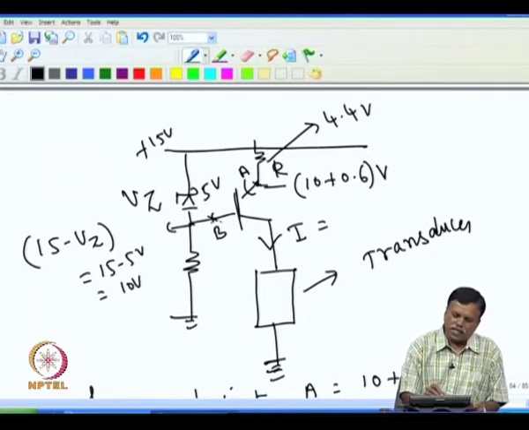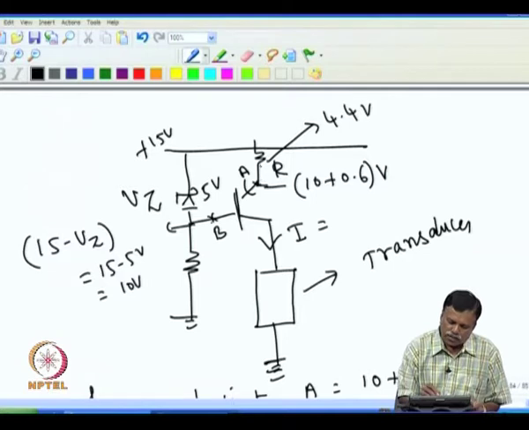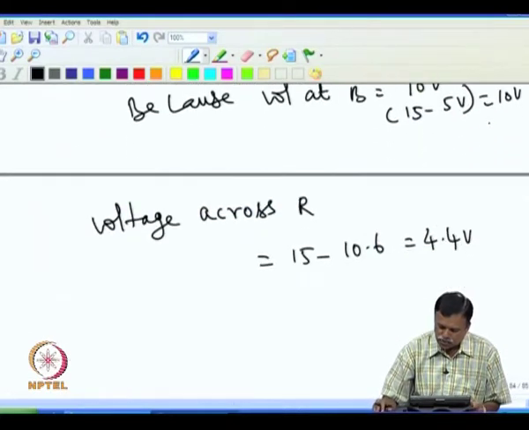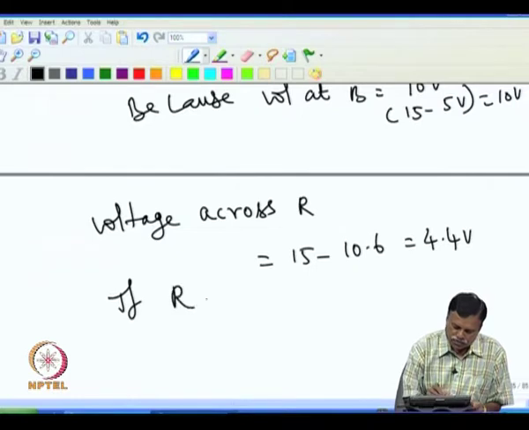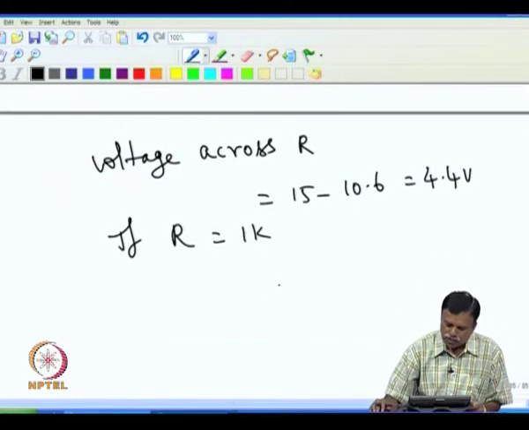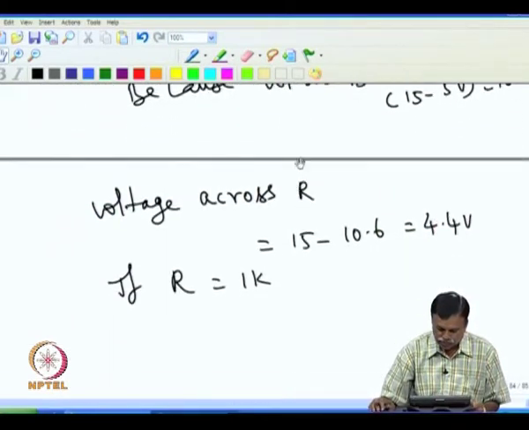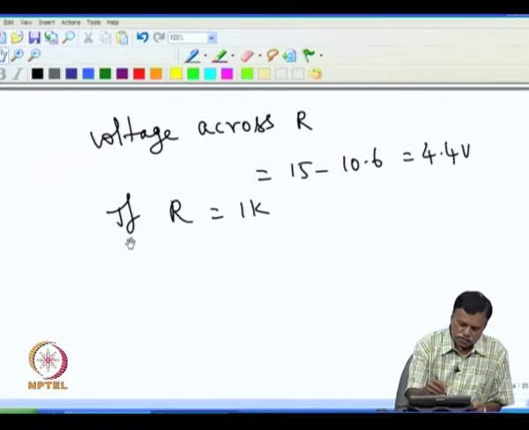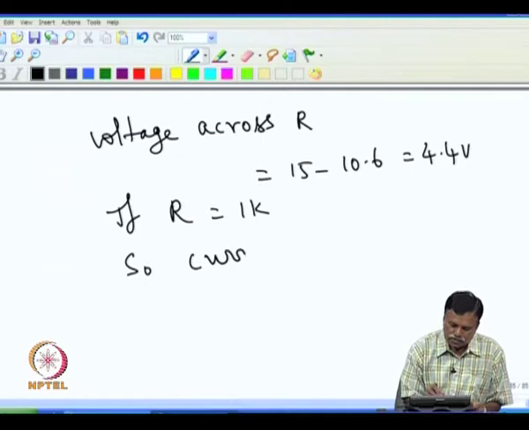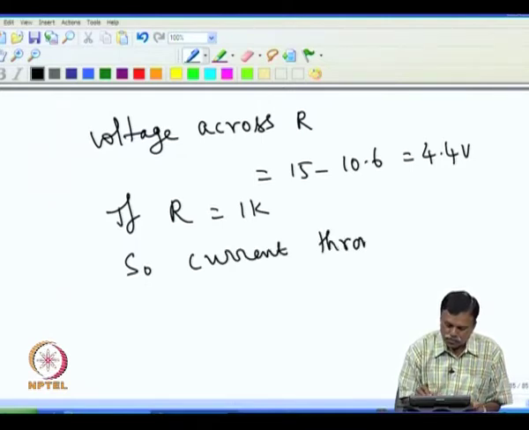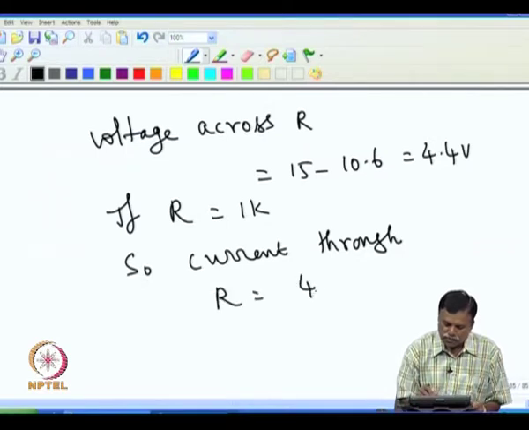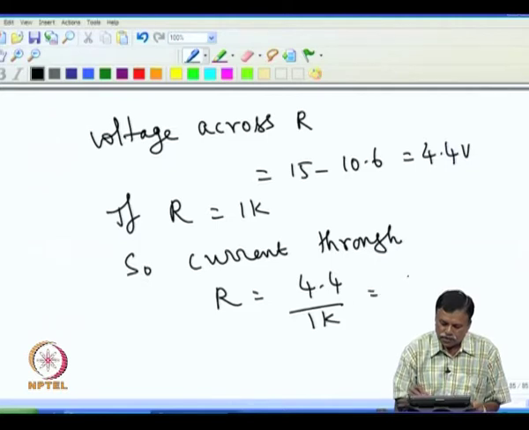We know that the base current is negligible, so the voltage across this is known, and if I know the resistance value, then I know the current flowing through it. Assuming R is 1 K, the current through R would be 4.4 volt divided by 1 K, that will be 4.4 milliamps.